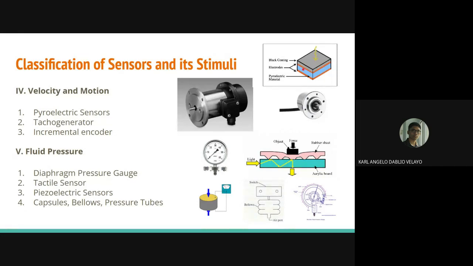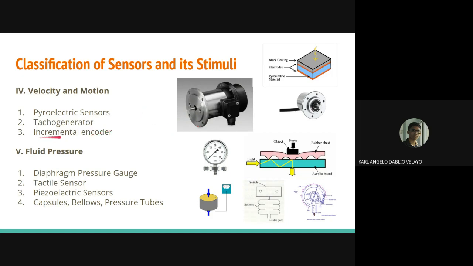Next, we have tacho generator. So this thing. So it is an electromechanical device which outputs a voltage proportional to their shaft speed. So it is used to power tachometers and to measure the speed of motors, engines, and other rotational devices.